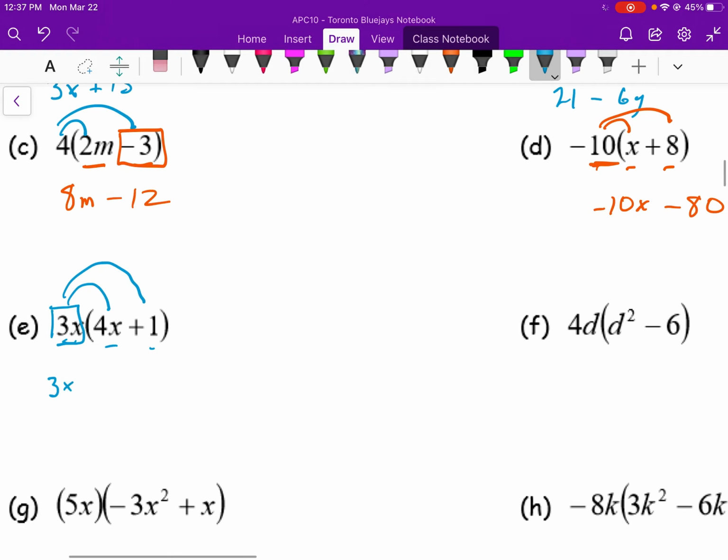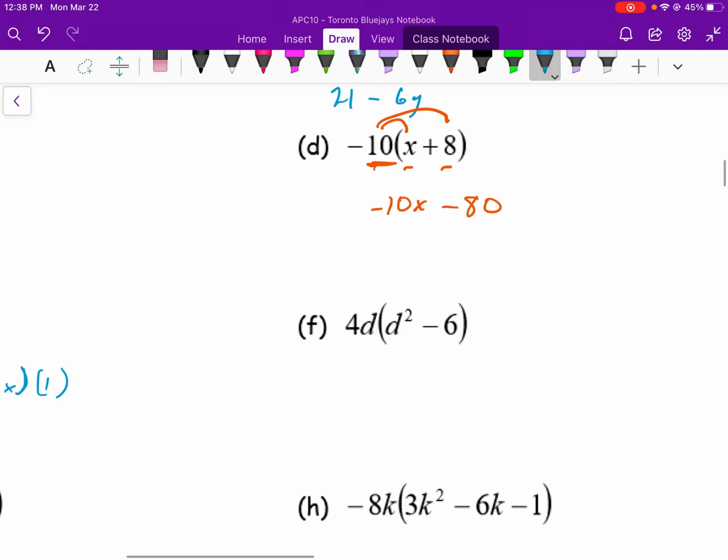So really, I could write this as 3x times 4x plus 3x times 1. So 3x times 4x, I'm going to multiply the coefficients. 3 times 4 is 12. X times x is x squared. And then plus 3x times 1 is 3x. All right, all is good and dandy.